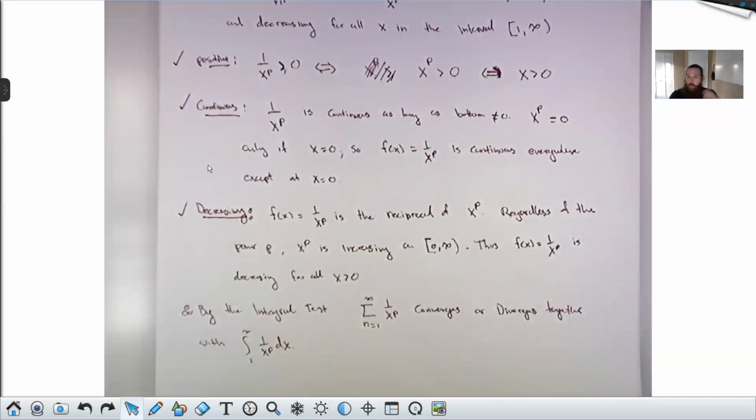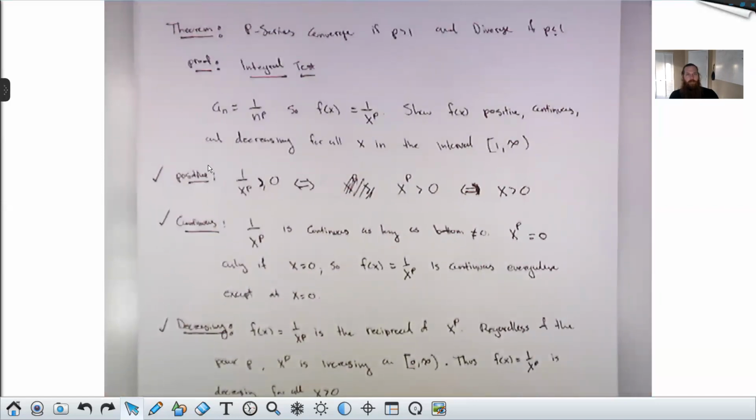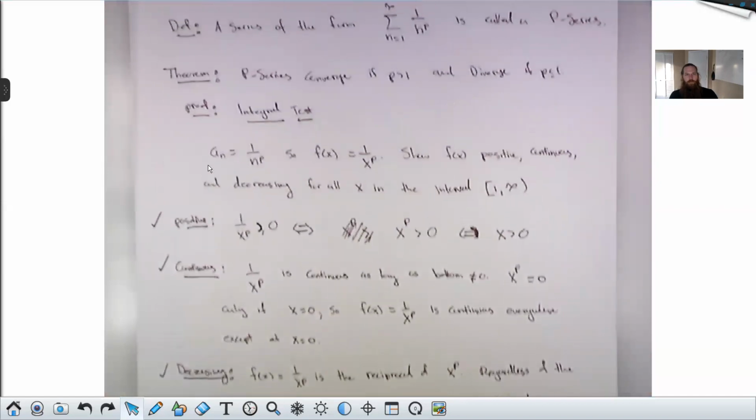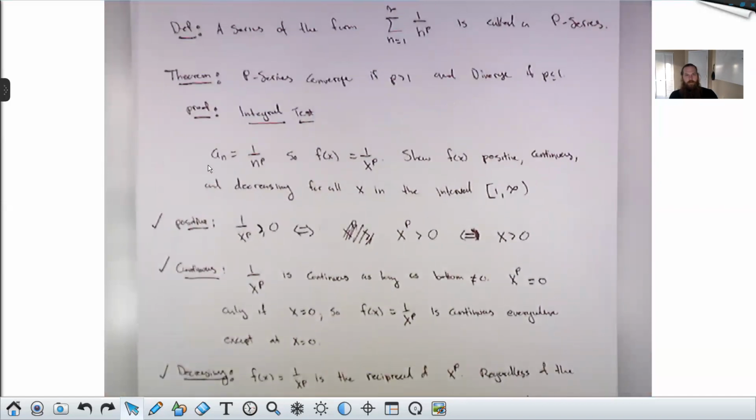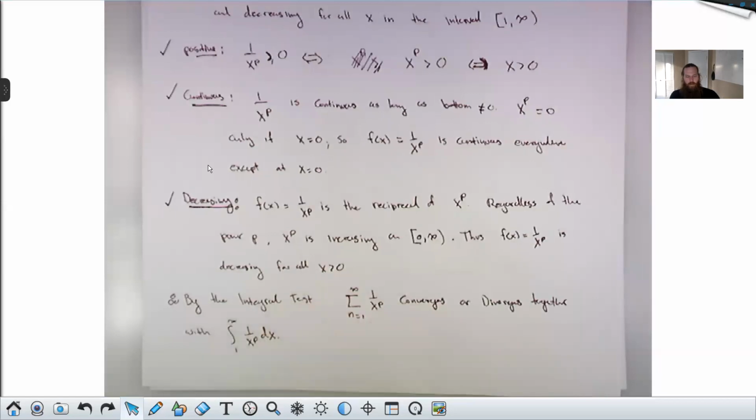Here, remember what we're doing is we're proving a theorem. We're proving this theorem, that p series converge if and only if p is bigger than 1. P series are things like this. So what I'd like to do is conclude that my series converges if and only if p is bigger than 1. What I've done so far shows that this series, my series, converges or diverges together with this p integral.